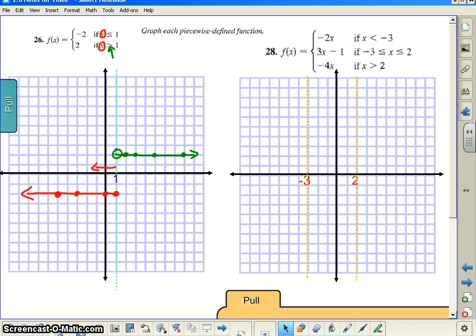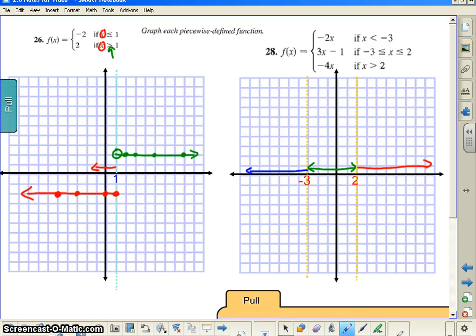So for the first restriction, all of our x values have to come from numbers that are less than negative 3. For the second restriction, all of our x values have to come from in between negative 3 and positive 2, and they can include negative 3 and positive 2. For the last one, all of our x values have to include numbers greater than positive 2. Let's see what this function looks like when x is less than negative 3.